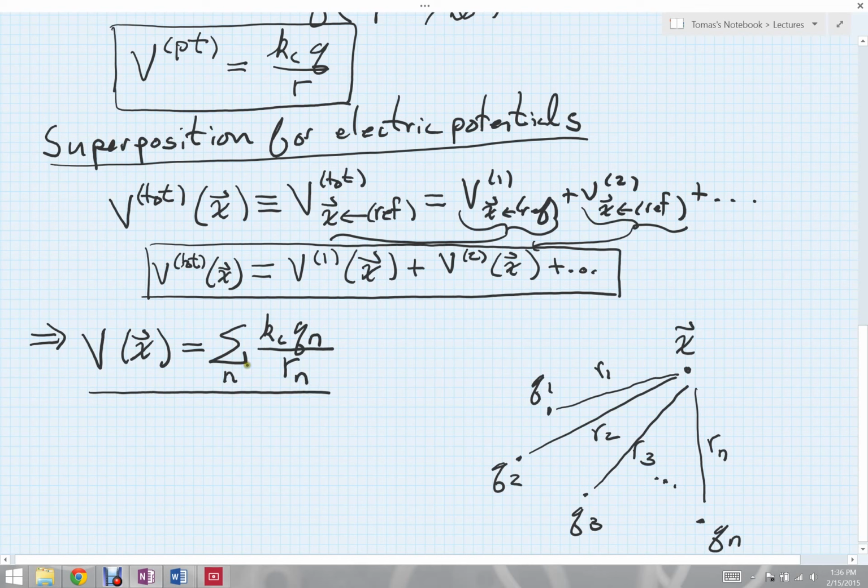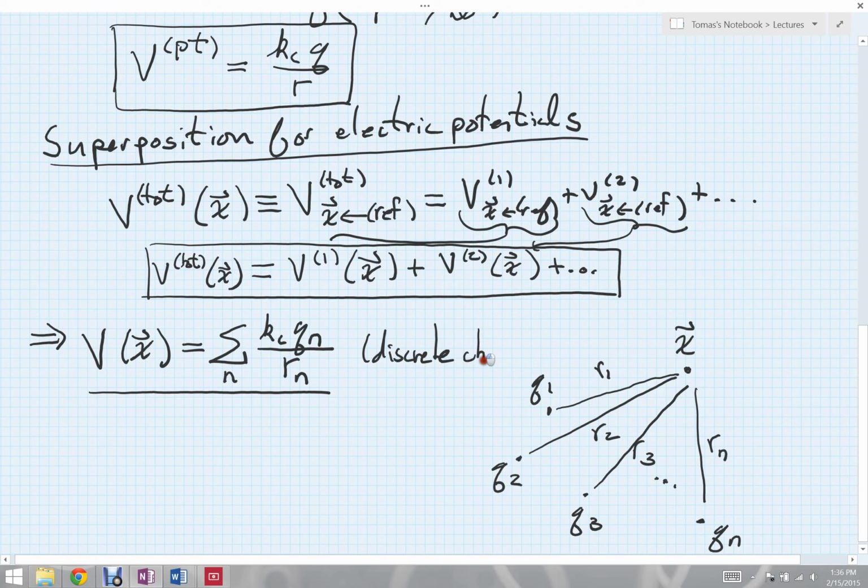In a moment, though, I'll show you some nice uses for this potential, and one of those uses makes it very easy to compute electric fields. So this is what it would look like if I had a series of discrete charges. What if I have the continuous case?